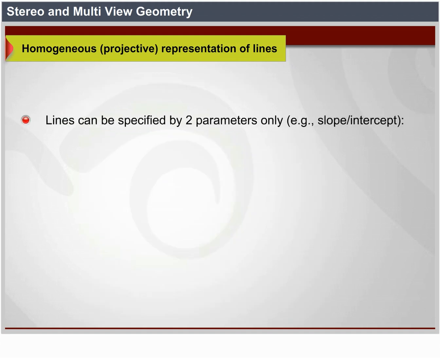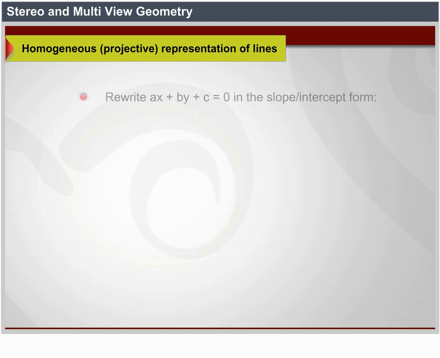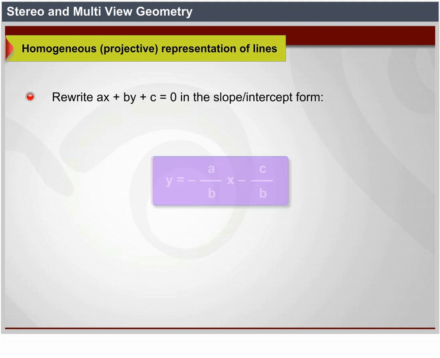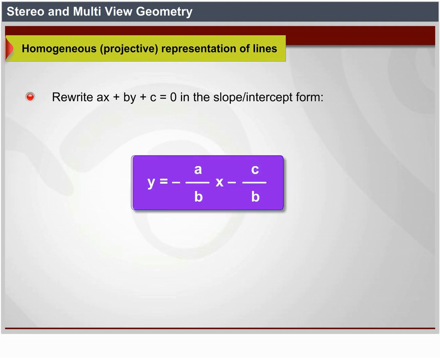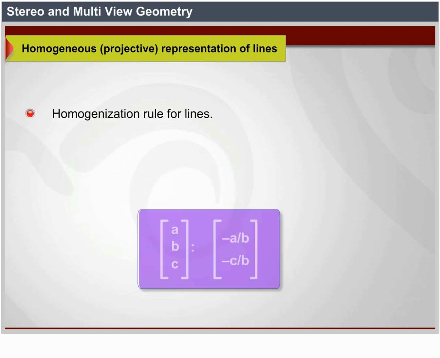Lines can be specified by two parameters only, that is, slope and intercept: y = mx + i. Rewrite ax + by + c = 0 in the slope-intercept form: y = -(a/b)x - (c/b). Homogenization rule for lines: (a, b, c) maps to (-a/b, -c/b).